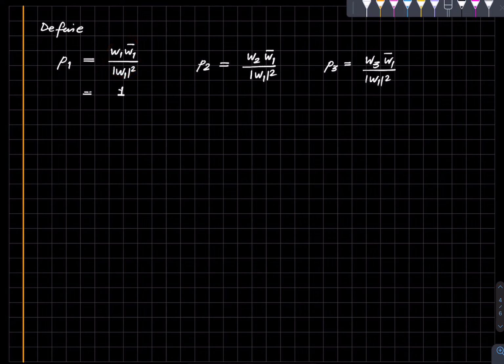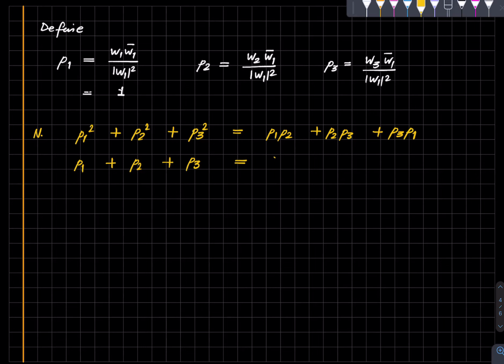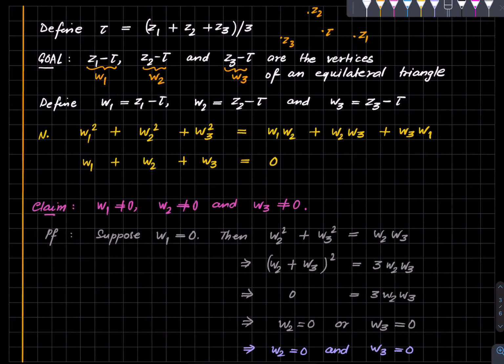So I hope that made sense. And again, we note that P1 square plus P2 square plus P3 square equals P1 P2 plus P2 P3 plus P3 P1, and P1 plus P2 plus P3 is 0. So this is immediate from the yellow things here.